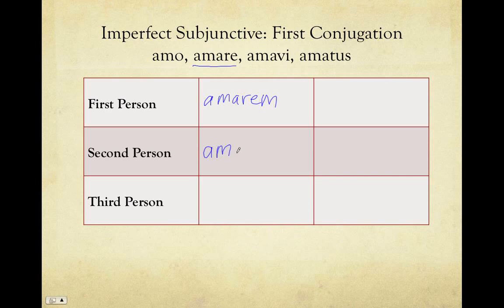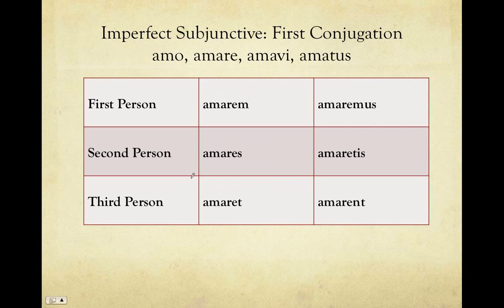Second person singular, take our second principal part, add our personal ending. Third person singular, add our personal ending. That's it. That's how you form the imperfect subjunctive. Here it is in its totality: amarem, amares, amaret, amaremus, amaretis, amarent.